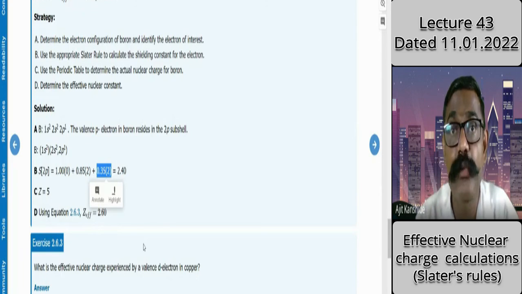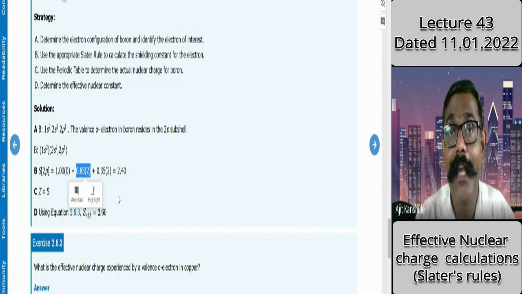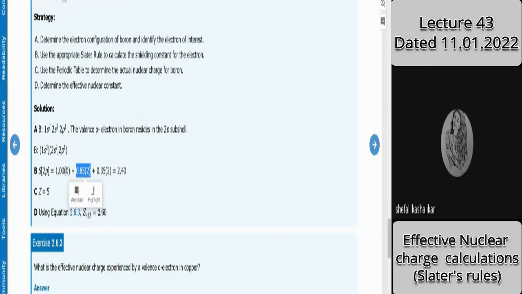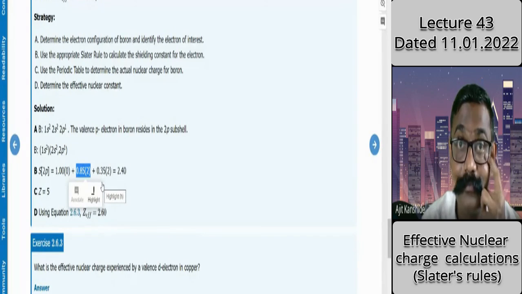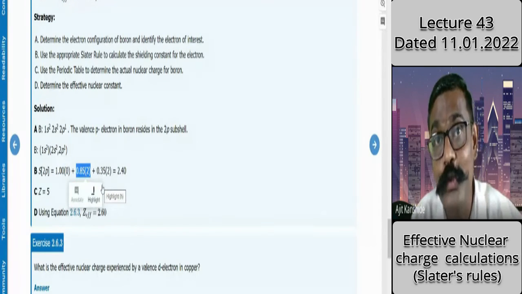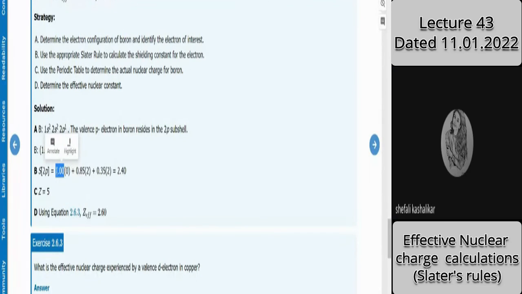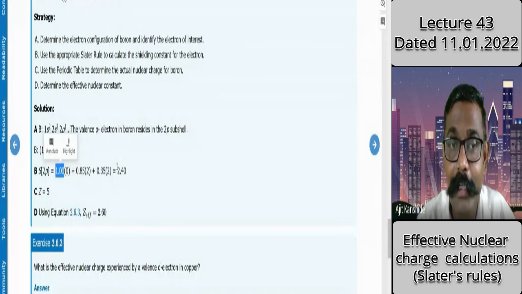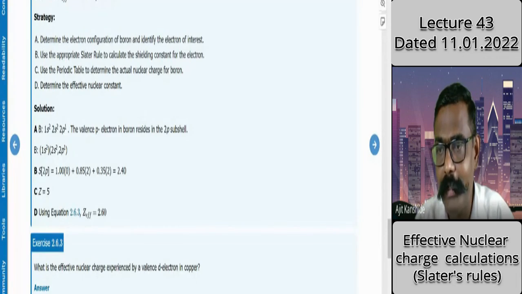Now in the n minus 1 group, how many electrons are there? 2 electrons. What is the factor? 0.85, so 0.85 into 2. For n minus 2, how many electrons are there? 0 electrons, and the contribution is 1.0. Then 2.40 is the shielding or screening constant. The effective nuclear charge is Z, 5 minus 2.40. The answer is 2.60. Is that example clear?